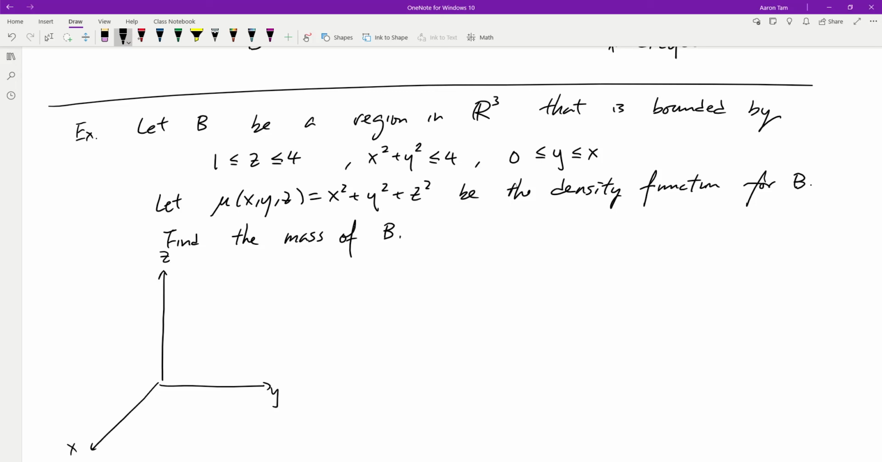Okay, so let's try to draw this out. So z between 1 and 4, basically meaning that we have two planes. One plane is z equal to 4, and then one plane is on the bottom, which is z equal to 1. Alright, it's fine. I'm going to leave it. Then x squared plus y squared less than 4.